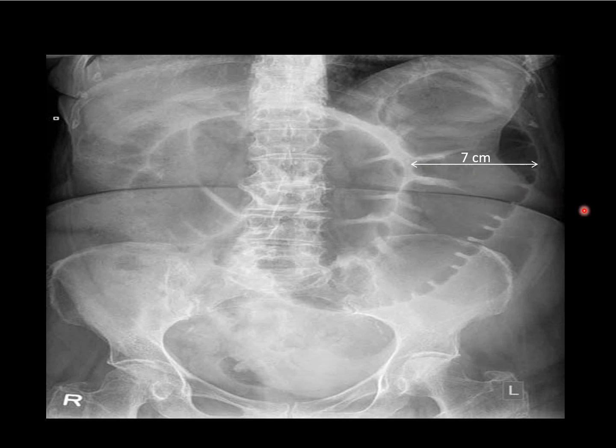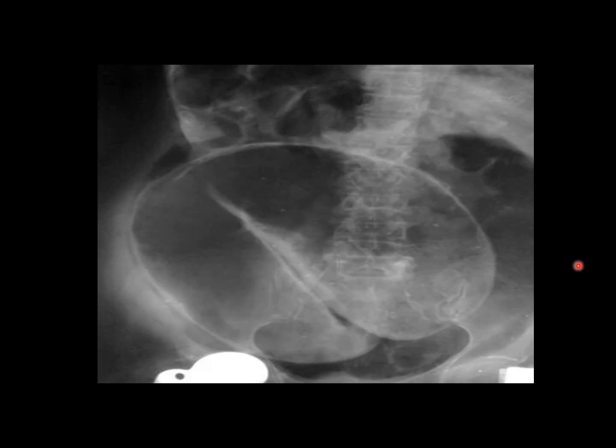Here's another one, similar presentation: abdominal distension, vomiting, pain, hyperactive bowel sounds, and you measure the diameter, and it is 7 centimeters here. So obviously this is greater than 5 centimeters, and this would be large bowel obstruction. And you can confirm this is large bowel obstruction in that you're seeing incomplete folds of mucosa, and this represents the haustration that are classic for large bowel anatomy.